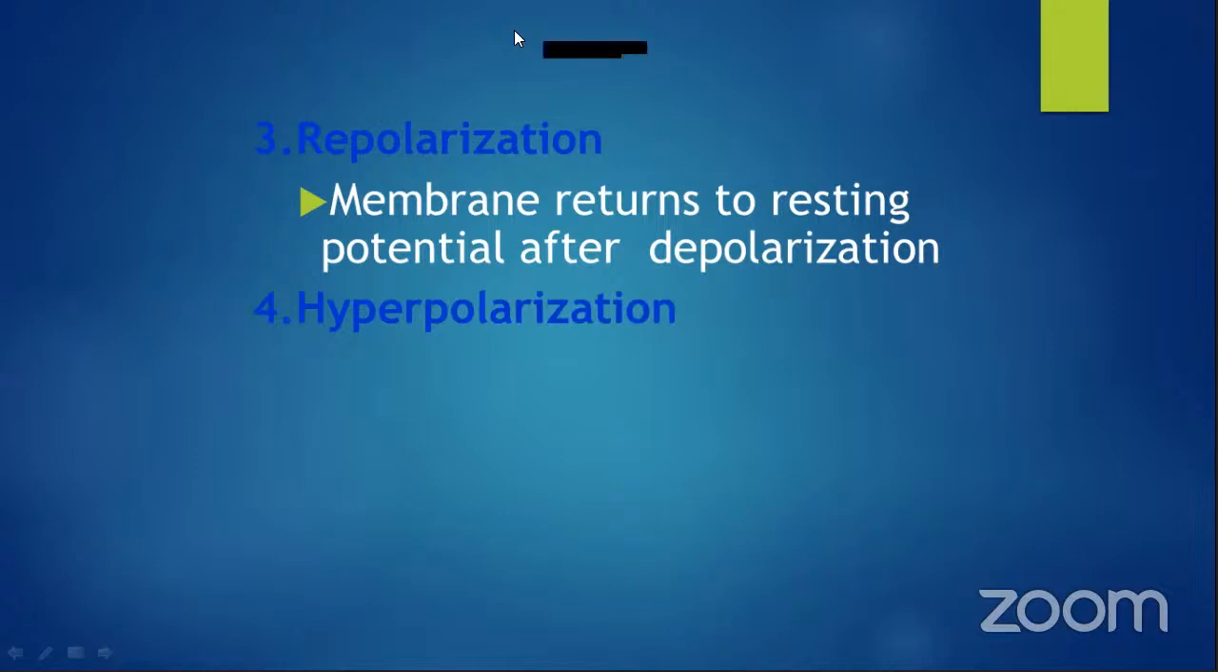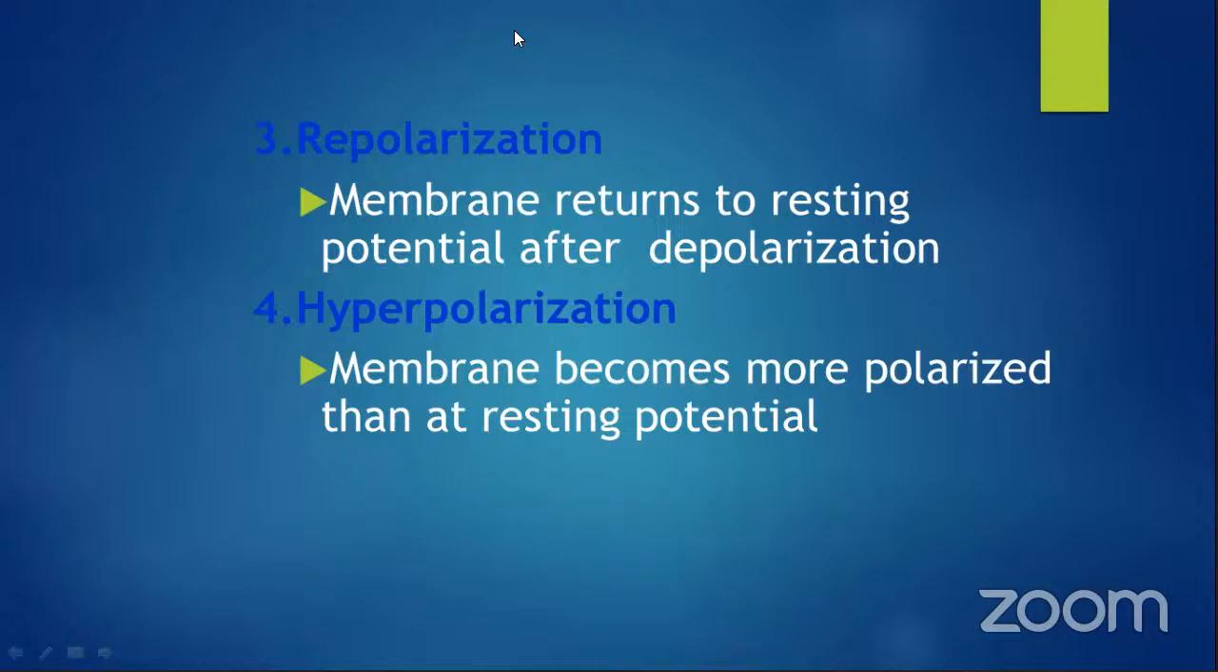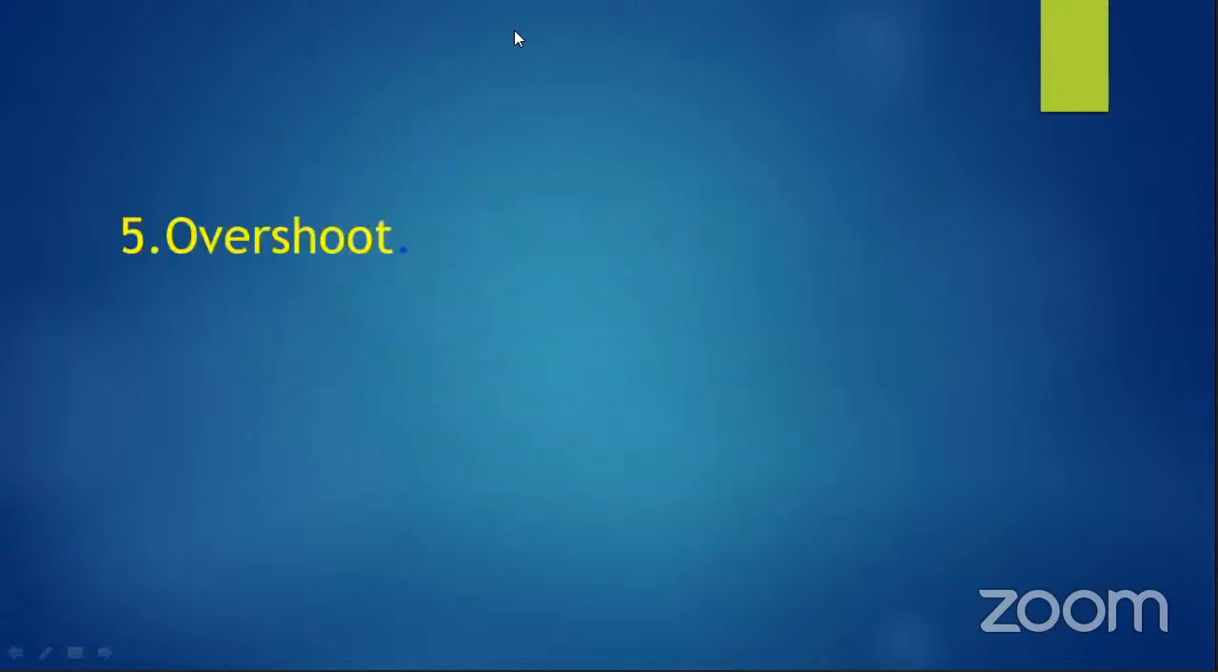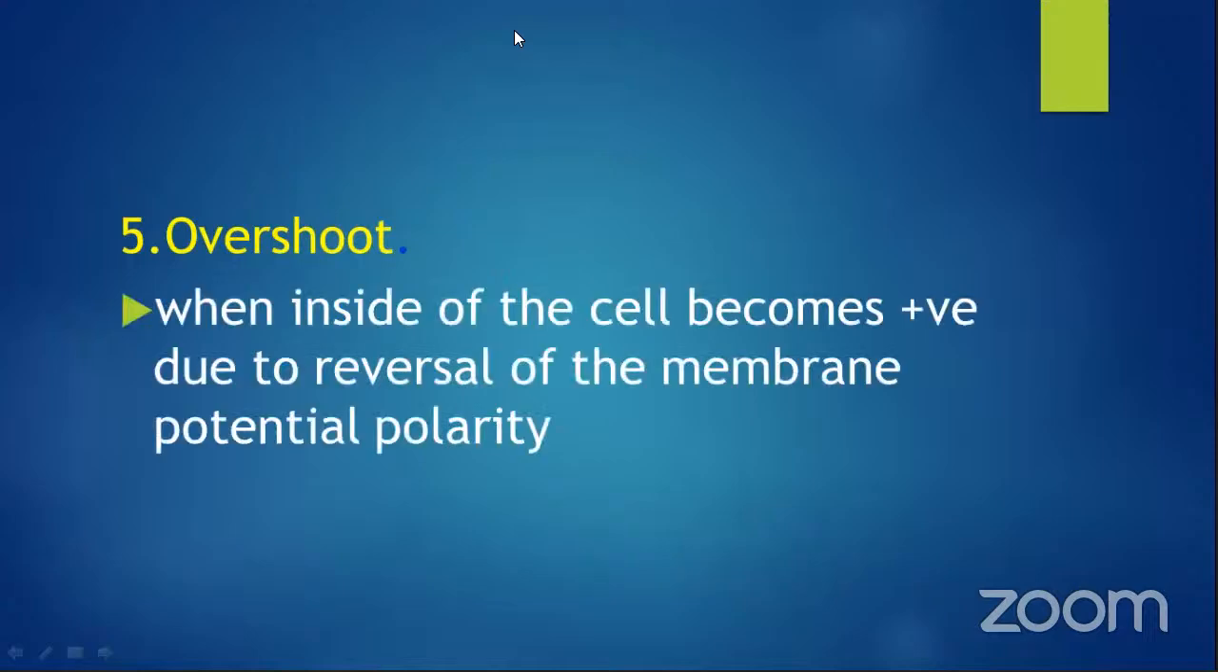The next term is hyperpolarization. The membrane becomes more polarized than the resting potential, an increase in potential. So these are the four terms: polarization, depolarization, repolarization and hyperpolarization. You have covered these concepts along with membrane potential. Then there is one more term, overshoot: when the inside of the cell becomes positive due to reversal of membrane polarity. Hope these terms are clear to you. We use these terms when describing the action potential.